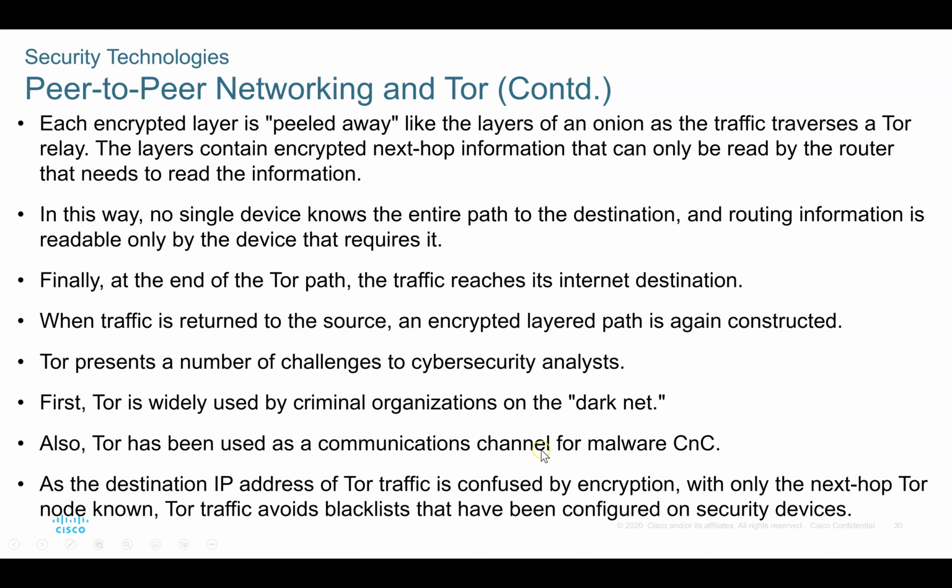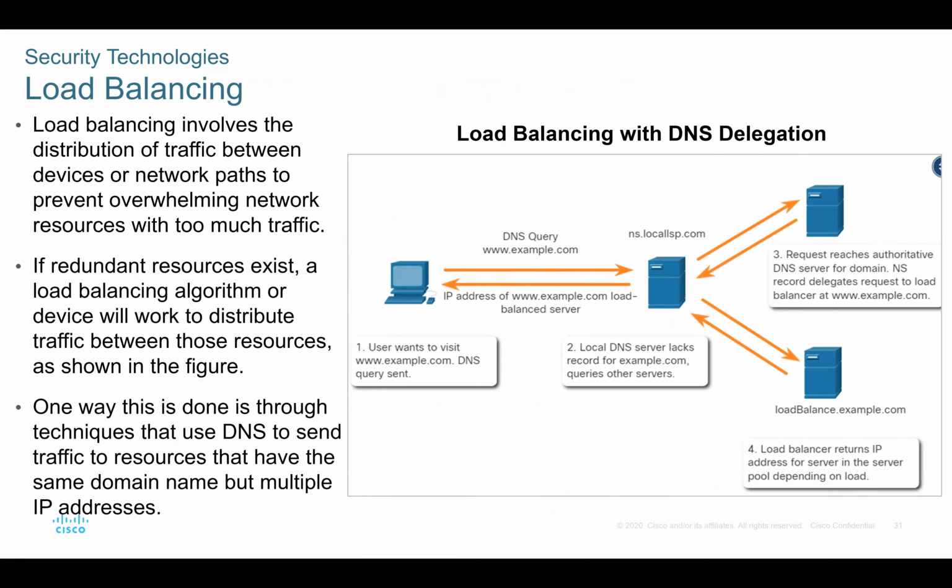And it can be used to communicate for malware, for command and control as well, right? So please write that down. And as the destination IP addresses of Tor are confused by encryption with only the next hop knowing, you can avoid blacklists. They can never blacklist you. They'll never know who you are because the traffic is constantly changed from one hop to another. So it's very, very difficult to detect if you are operating with Tor.